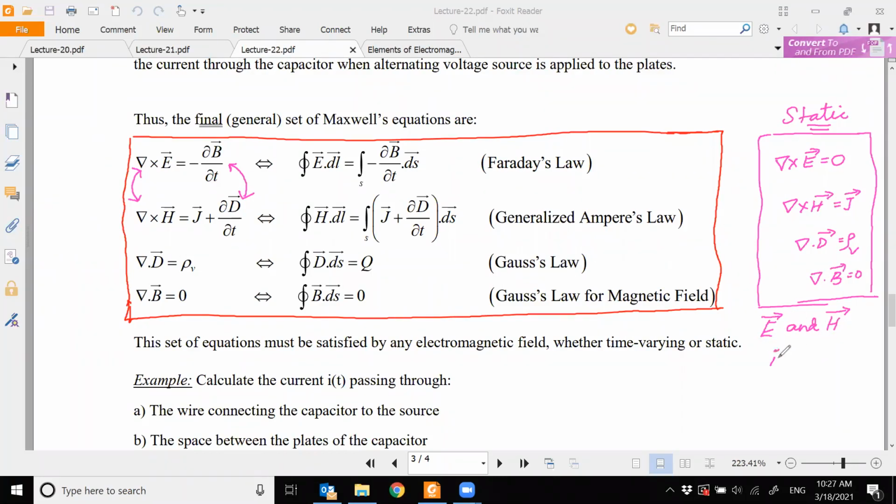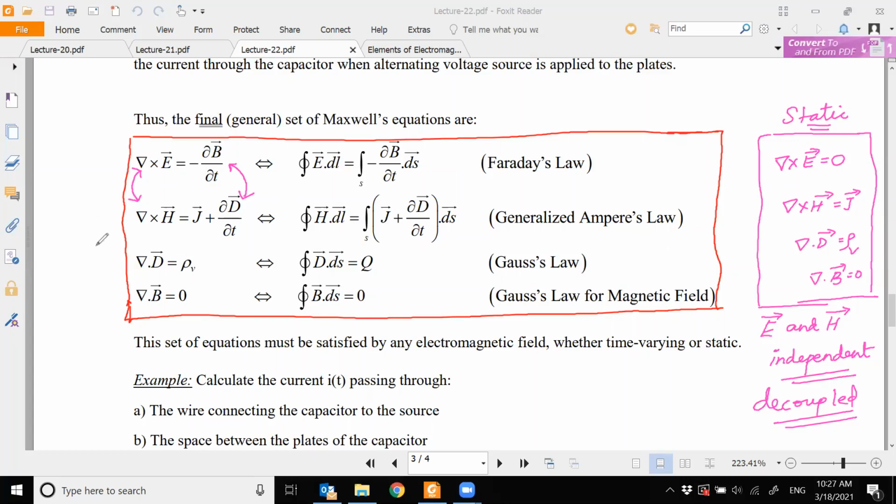In the right one they are independent, and in the left one they are dependent. Exactly, they are independent here. Or I would say they are decoupled. That means they can stay independently. The electric field can stay independently, it doesn't rely on the magnetic field, and the magnetic field can stay independently, it doesn't rely on the electric field. This is only the case in static.